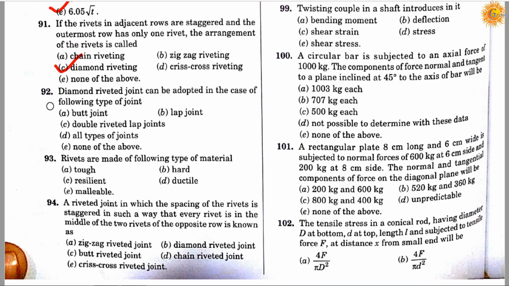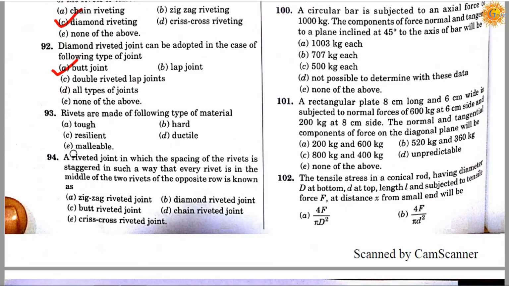Question number 92. Diamond riveted joint can be adopted in the case of following type of joint: option A butt joint, option B lap joint, option C double riveted lap joints, option D all types of joints, option E none of the above. So correct answer is A, it's a butt joint.